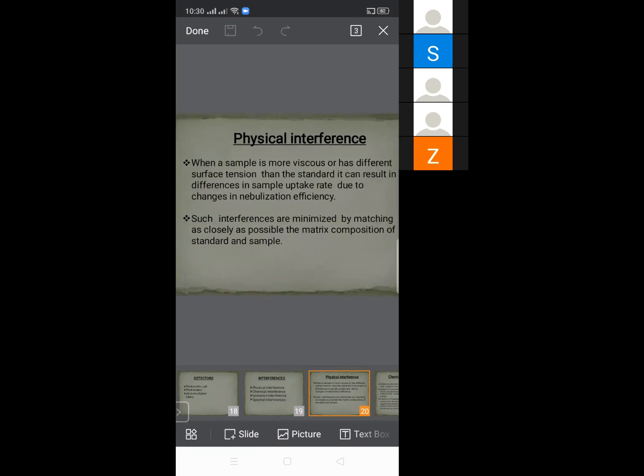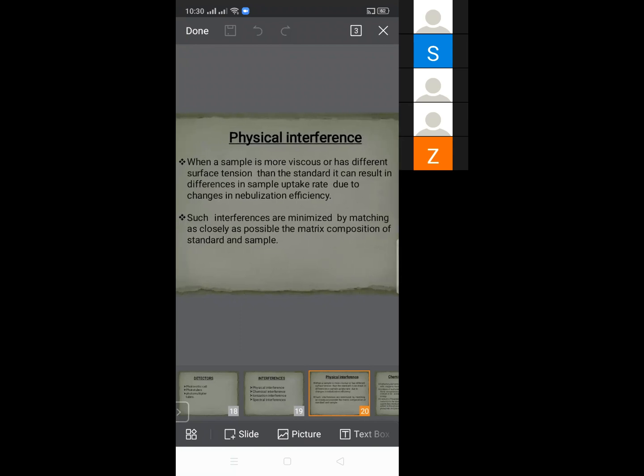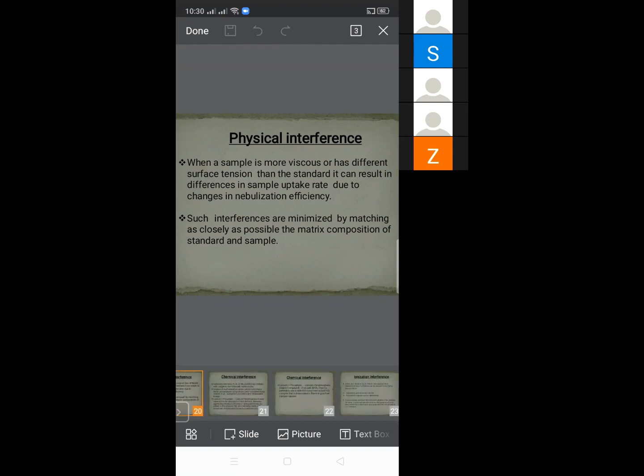How does physical interference occur, and what is its basis? When most of the parameters that affect the rate of sample uptake in the burner and the atomization efficiency are affected, these types of interference are generally considered physical interference. Atomization efficiency and nebulization efficiency are the same. It is the process in which the sample is broken into a fine spray. When this process is affected, physical interference usually occurs.